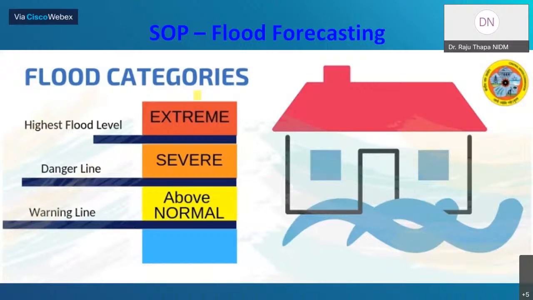Flood categories: like the SOPs in flood forecasting, there are color codes that are used. Basically, red, extreme, means the highest flood level. Above normal means the water is just above the normal line, when there is heavy rain. Danger severe, that is orange color, is flagged when the water is flowing above the danger line. These are all marked in their observatory measurements. And the extreme flood is whenever there is the highest flood ever recorded at that flood monitoring station.